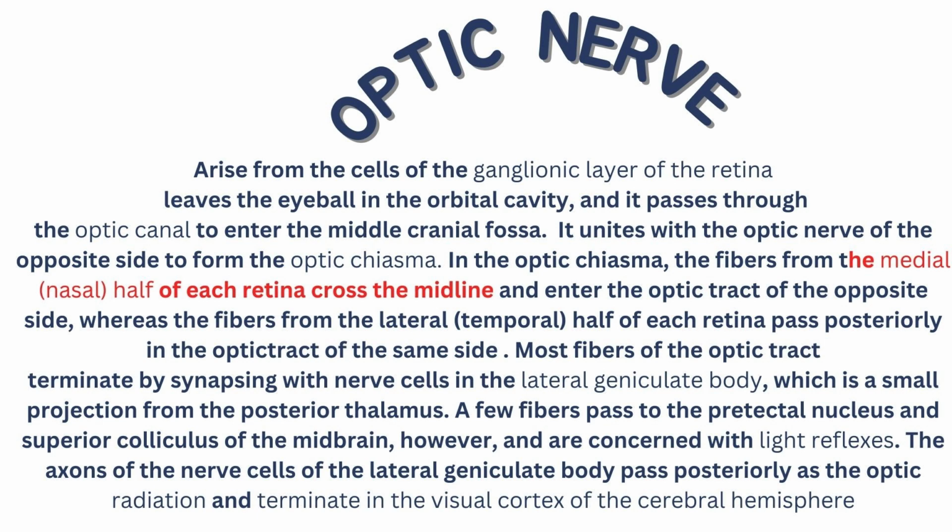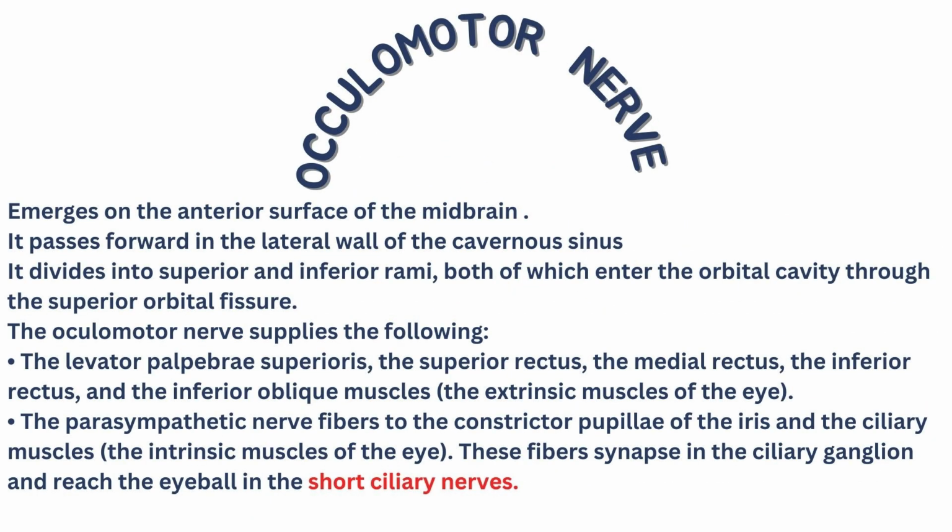Most fibers of the optic tract terminate by synapsing with the nerve cells in the lateral geniculate body, which is a small projection from the posterior thalamus, and a few fibers also pass to the pretectal nucleus and the superior colliculus of the midbrain. These are concerned with the light reflexes. The axons of the nerve cells of the lateral geniculate body pass posteriorly as the optic radiation and terminate in the visual cortex.